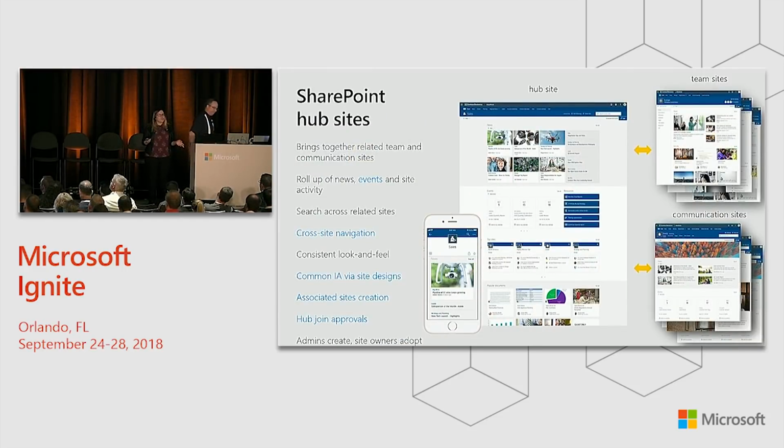So the modern intranet, as you've probably heard this week, is about informing and engaging people and harnessing the collective knowledge. And hub sites are, like I said before, a major component of this. Linking related team sites and communication sites together based on project, department, region, division, what best fits your organization, to help your organization work more productively across any number of sites.